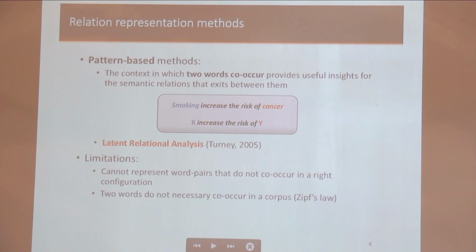The main challenge for the pattern-based method for representing relations is sparsity. This method wouldn't be able to represent the relation between two words if they do not co-occur in a large corpus. And as we know, because of Zipf's law, most words occur rarely compared to others, and experimentally we have shown that lots of related words occur very rarely and not in the right configuration to figure out the relation that exists between them.